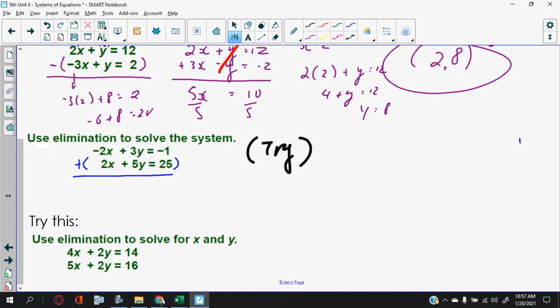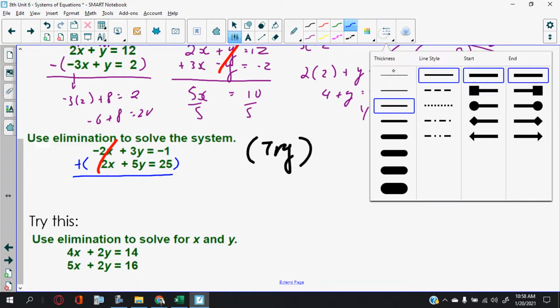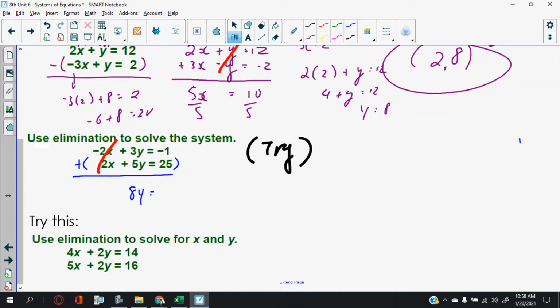Okay. Hopefully you can see the best way to go about it. Again, you have two choices. You're going to add the two expressions or you're going to subtract the two expressions. Hopefully you see that the best way to go about this is to add the two expressions. Because why? Because look at the negative 2x and 2x. That cancels out. That's good. So I got 8y equals 24. Divide both sides by 8. y equals 3.